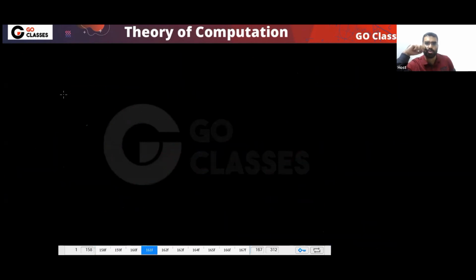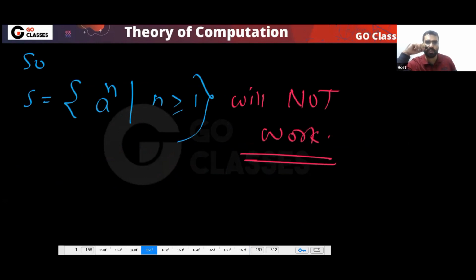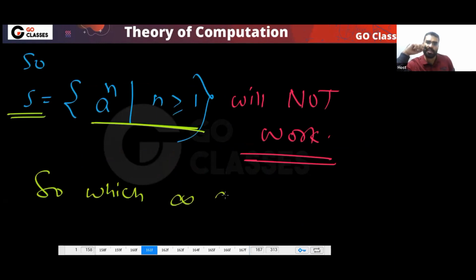So no extension. So I can say this set S equal to a power n, where n is greater than or equal to 1, will not help in the proof. This set will definitely not work. Do you agree? So randomly any infinite set you cannot take, because this set is not going to work. Which set will work? Which infinite guest will work?